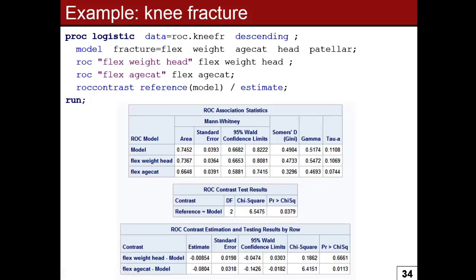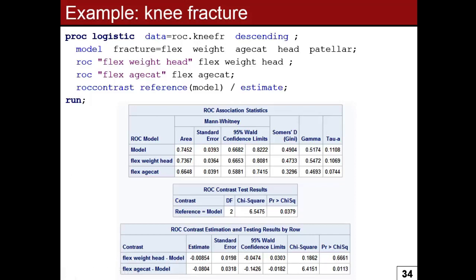And then it gives you specific tests of the two reduced models versus the full. So flex weight head has a p-value of 0.6661. It's effectively no improvement over the gold standard model. So you can say, well, I can drop age and patellar, okay? So I can drop those because my reduced model is basically giving me the same prediction as the full model.